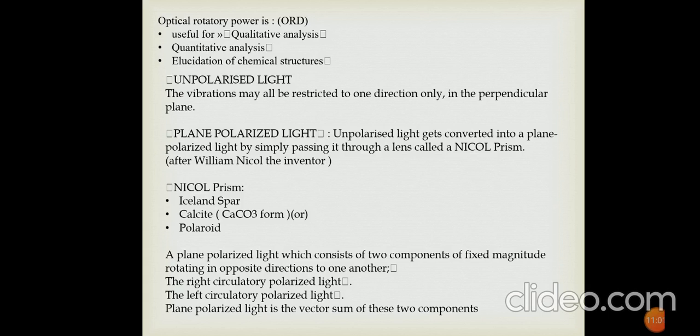In unpolarized light, the vibrations occur in all directions, while in polarized light they are restricted to one direction in a particular plane. What is plane polarized light? Unpolarized light is converted into plane polarized light by passing it through a prism called a Nicol prism, after its inventor William Nicol. A Nicol prism is made of calcite. Plane polarized light consists of two components of fixed magnitude rotating in opposite directions to one another: right circularly polarized light and left circularly polarized light. The plane polarized light is the vector sum of these two components. This is a summary of this part.